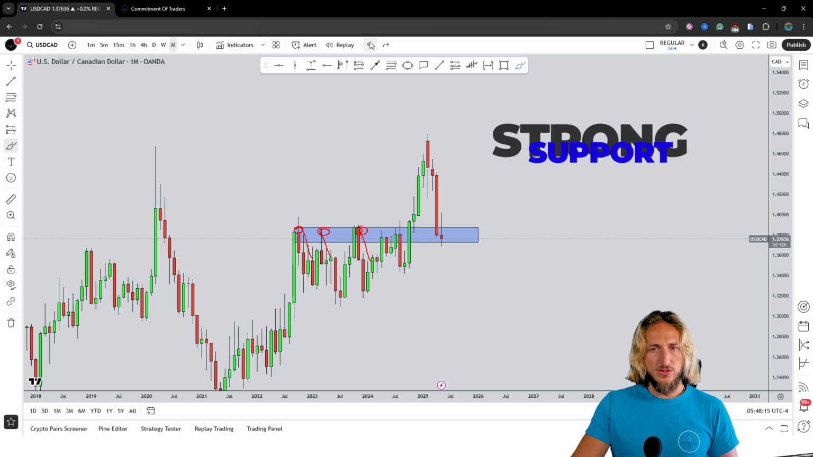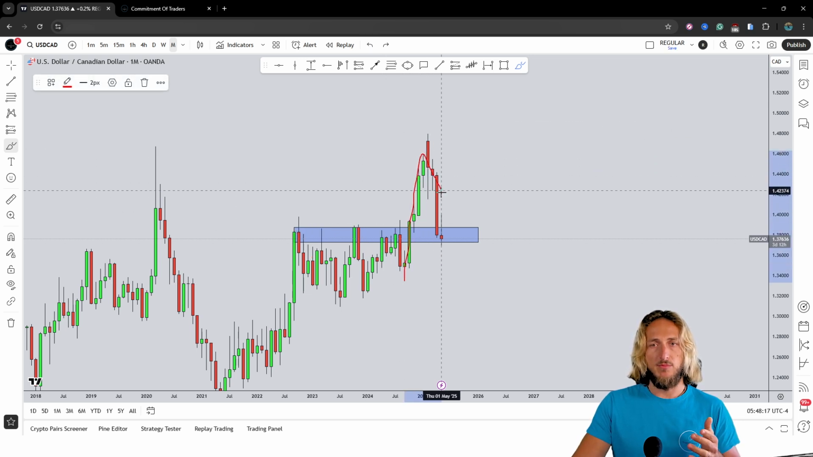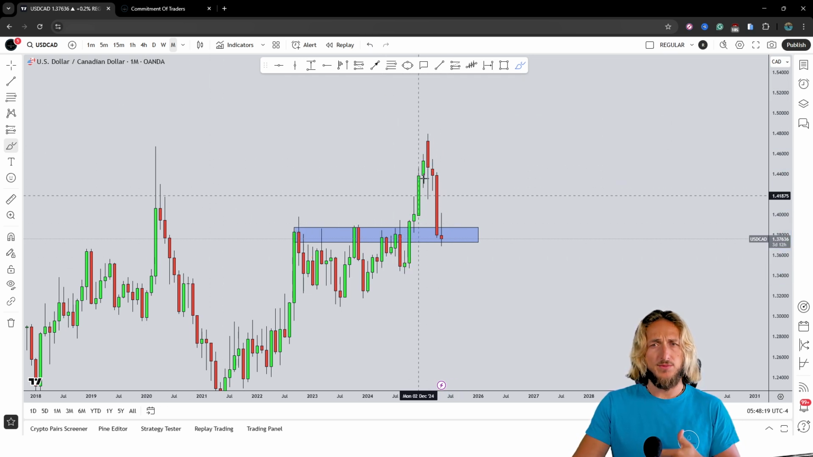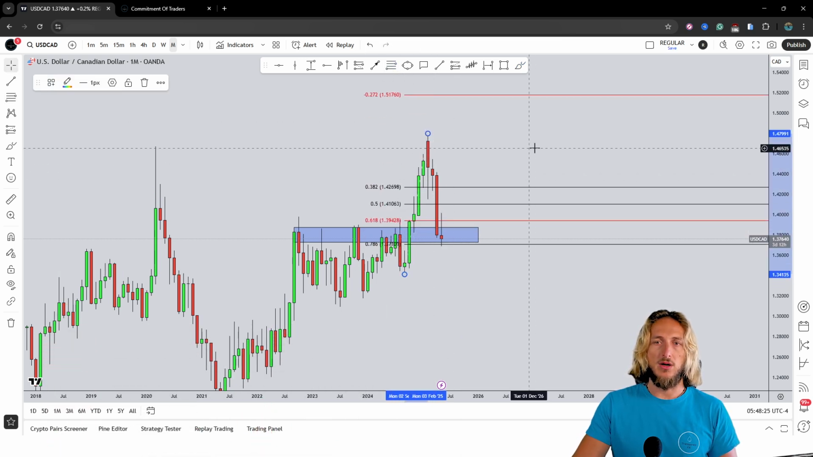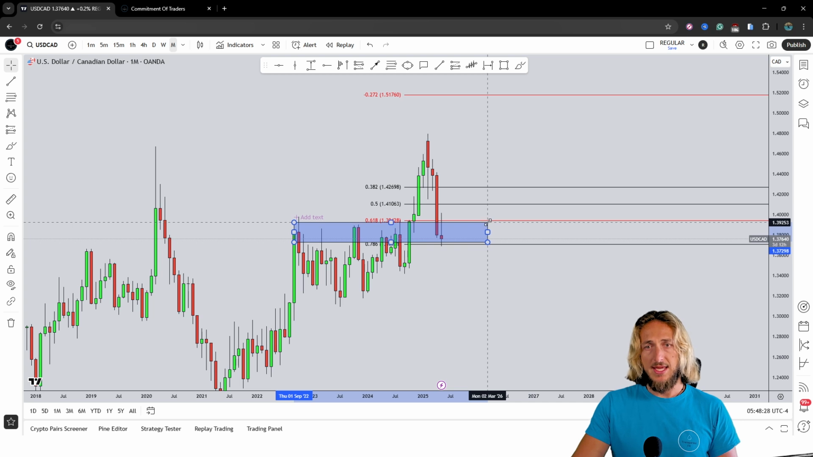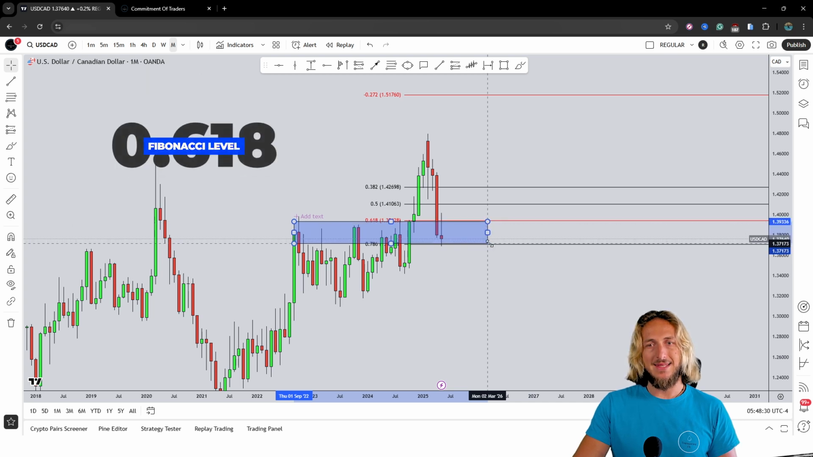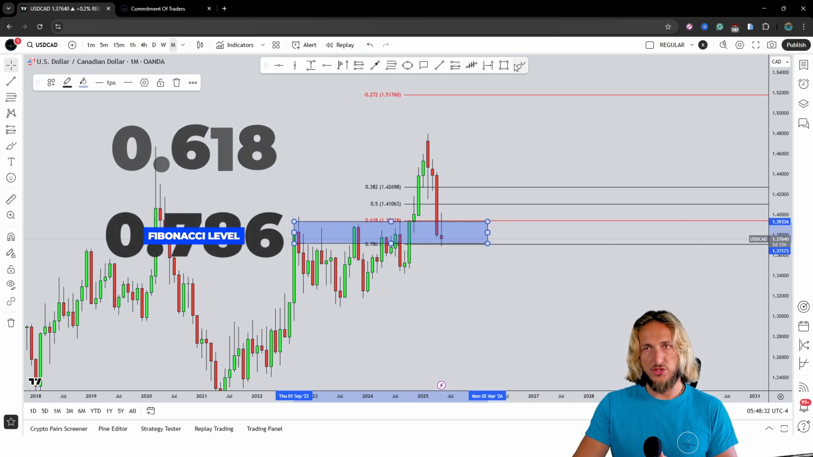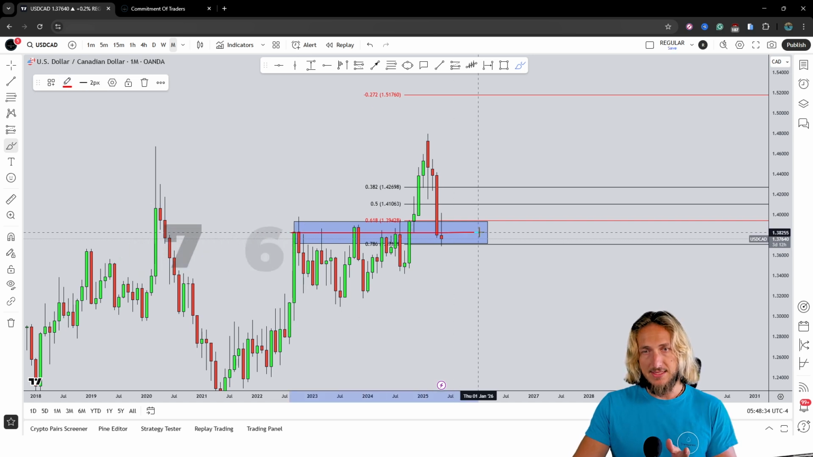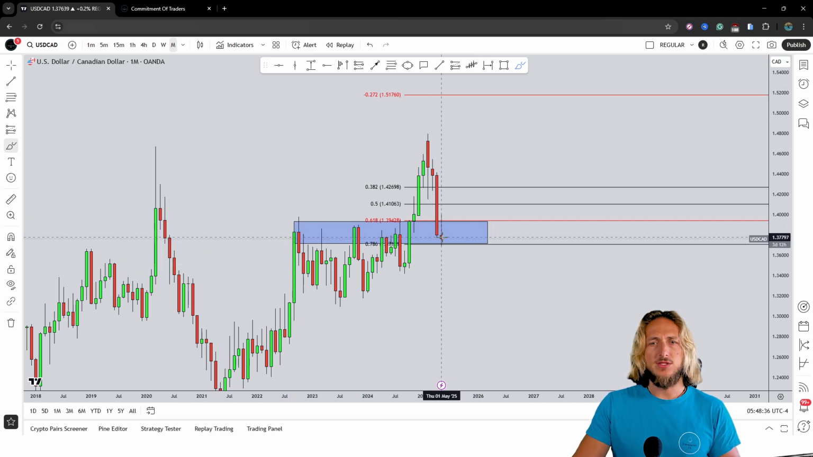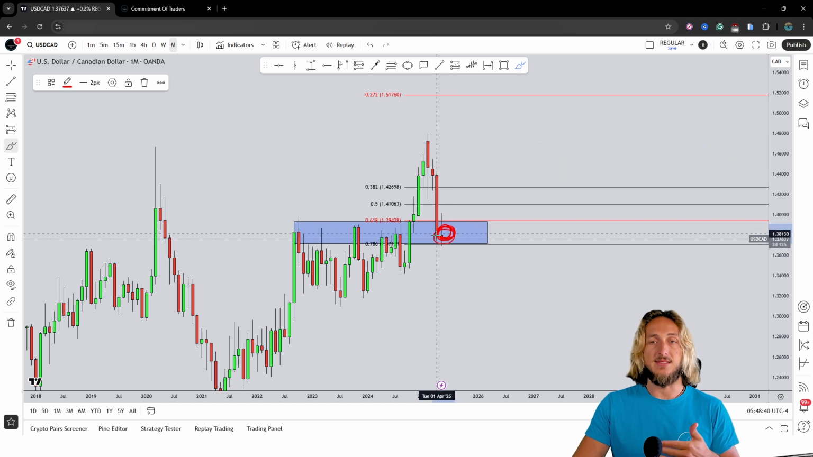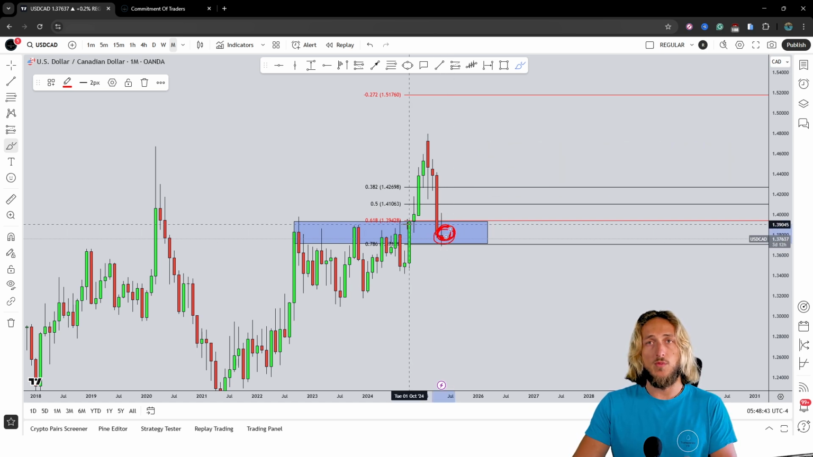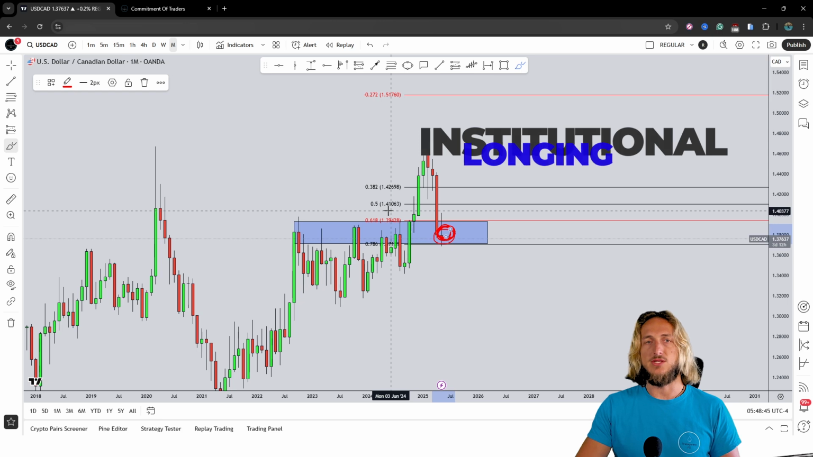What we can also notice is that we just had a strong impulse followed by a correction. Now, after an impulse, if you want to measure the correction, you have to take your Fibonacci from the low to the high of the impulse leg. And what we can see is that we have the 0.618 and 0.786 Fibonacci retracements lining up exactly at this area. Now, this creates confluence of demand and support, exactly inside of the area inside of which there is good probability of seeing new institutional buying.